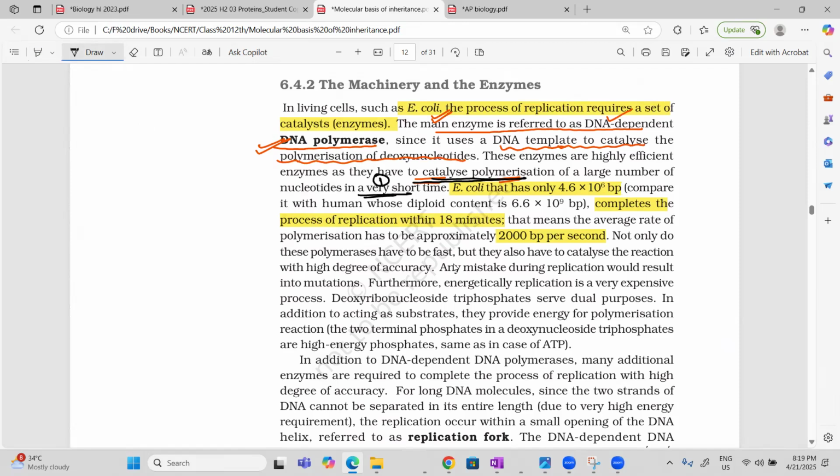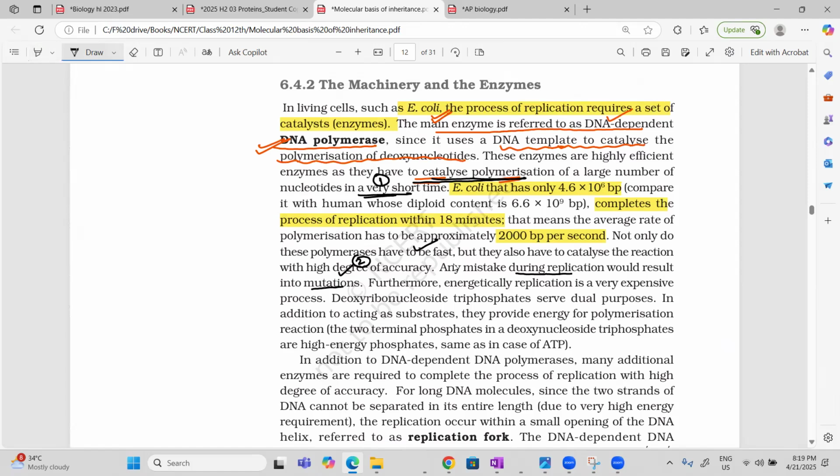Second, it will do the polymerization with a high degree of accuracy. So not only is it fast, it is accurate also. If any mistake is done during replication, we know it can lead to mutation. So it has to be very accurate and very fast also.